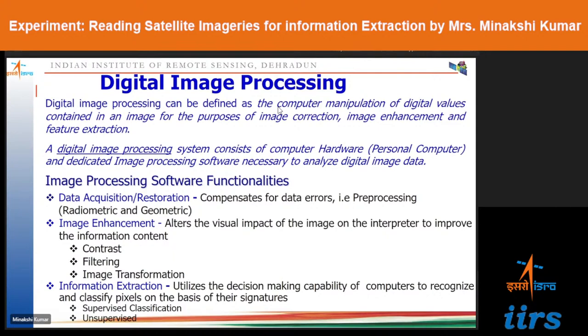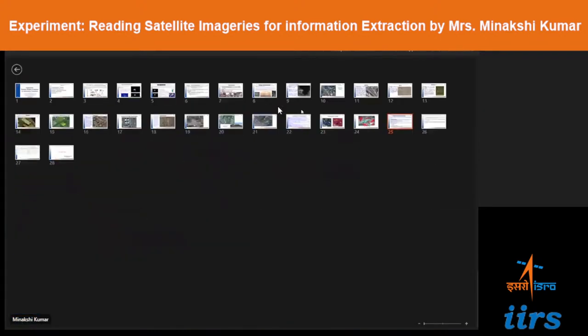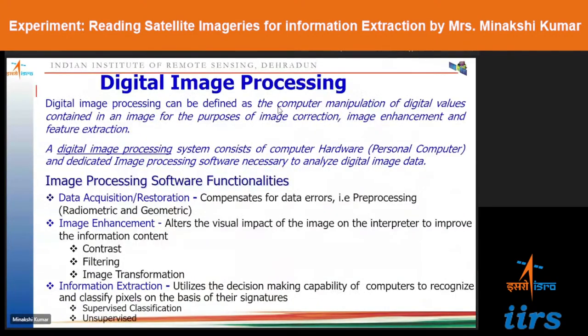So digital image processing is the computer processing of the digital images which are captured by the satellites, right? And we do it for removing the errors from the imagery, enhancing the imagery, and extracting useful information from the imagery. So we are doing digital image processing for three basic functionalities. That is removal of errors, that is image restoration; image enhancement, which is improving the visual content of the image for visual image interpretation; and extracting useful information. That means utilizing the algorithm's capability to automatically categorize the imageries into different classes.